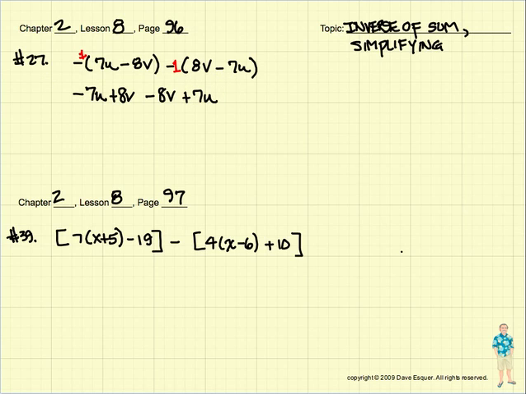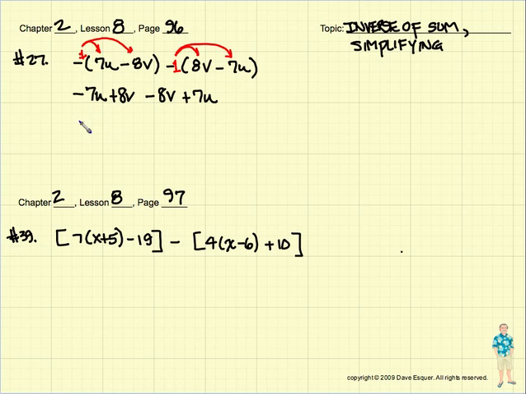What I'm doing is distributing the -1. The easier way to think of it is if there's a minus sign in front, it flips the sign of everything inside. So the 7u becomes a minus, the -8v becomes a plus. Here's a -1 in front of this thing in parentheses, it flips the sign, that 8v becomes a minus, and that -7u becomes a plus.